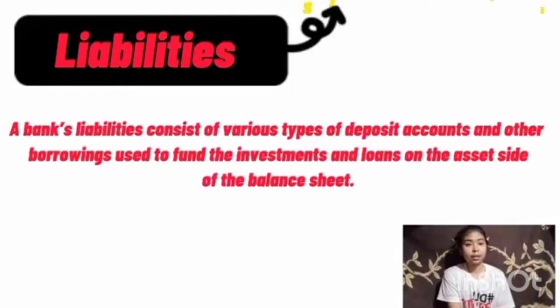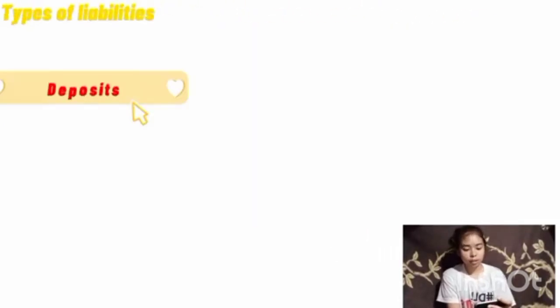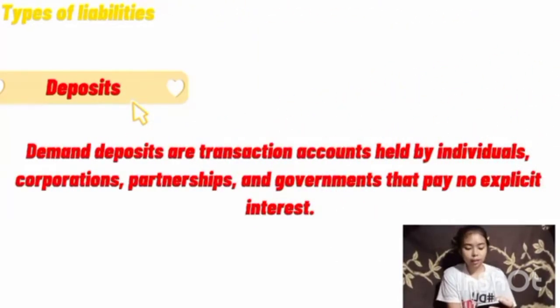So, types of liabilities. First is the deposits. Demand deposits are transaction accounts held by individuals, corporations, partnerships, and governments that pay no explicit interest. Corporations are prohibited from using deposits other than demand deposits for transaction account purposes, so this group therefore constitutes the major holders of demand deposits.